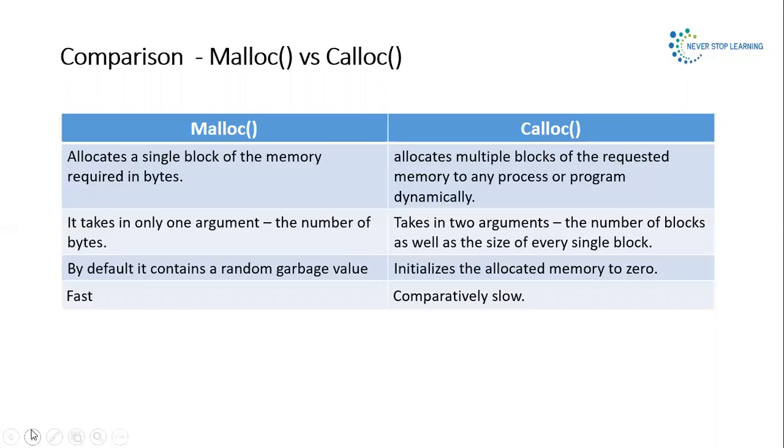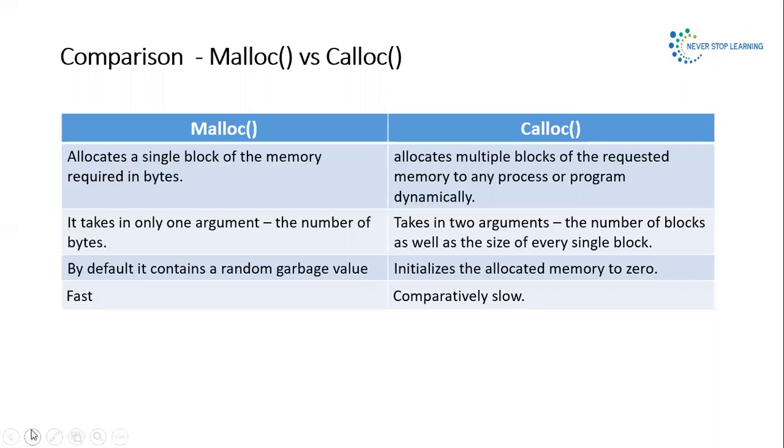Basically, C provides four library functions to achieve this, and they are inside the stdlib.h header file. By including this header file in our program, we are able to use the four dynamic memory allocation functions: malloc, calloc, realloc, and free. Malloc and calloc are widely asked about in interviews and university exams, where people ask the difference between malloc and calloc.